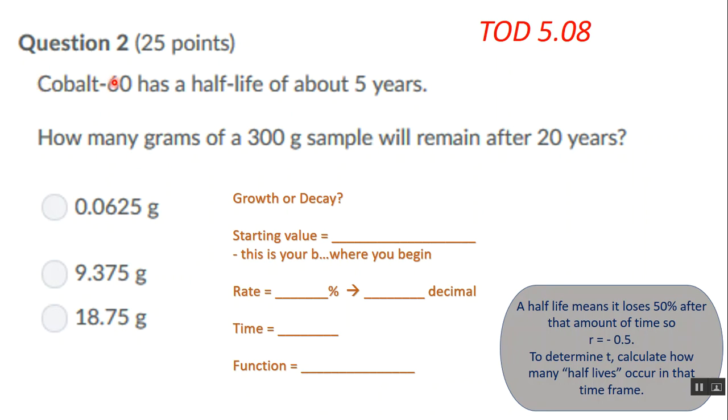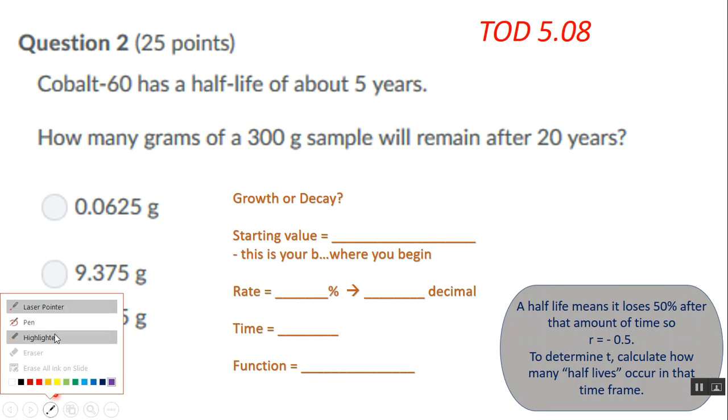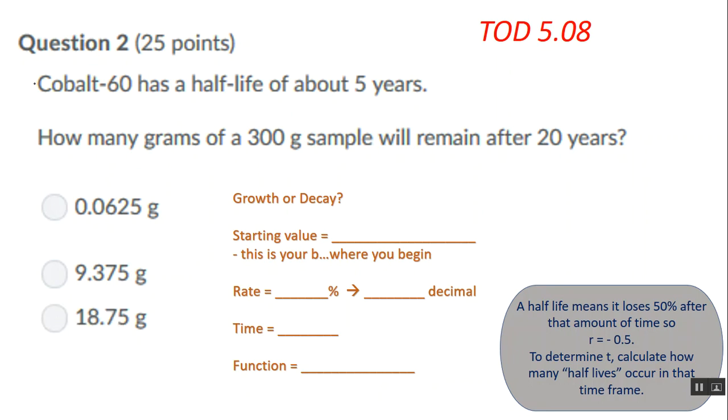So it's confusing because it says cobalt 60. Ignore the 60. It's nothing to do with this problem. It's an extra number. This is the whole name of the item. So it's not going to be a part of the problem. So cobalt 60 has a half-life of about 5 years. How many grams of a 300-gram sample will remain after 20 years?